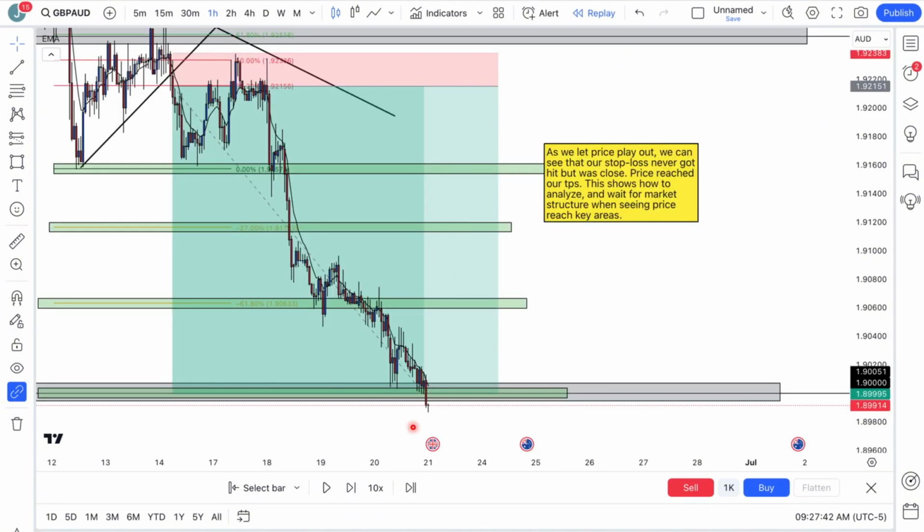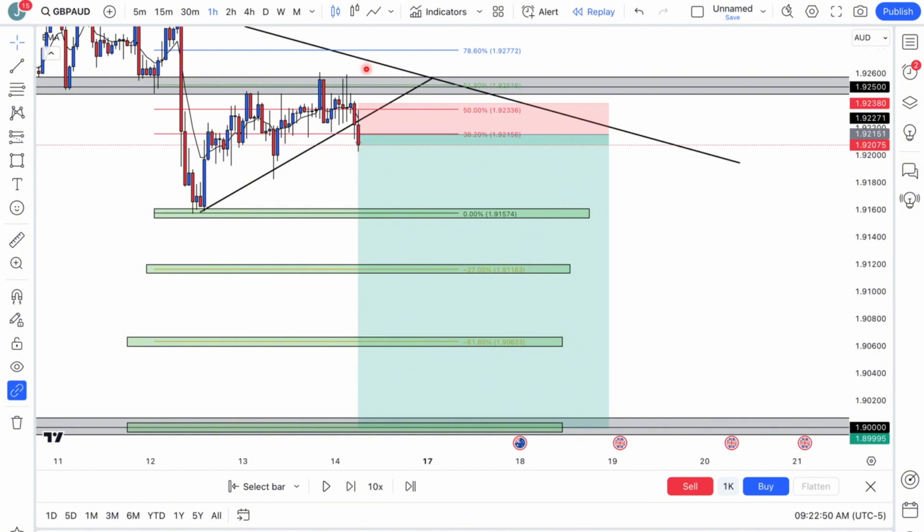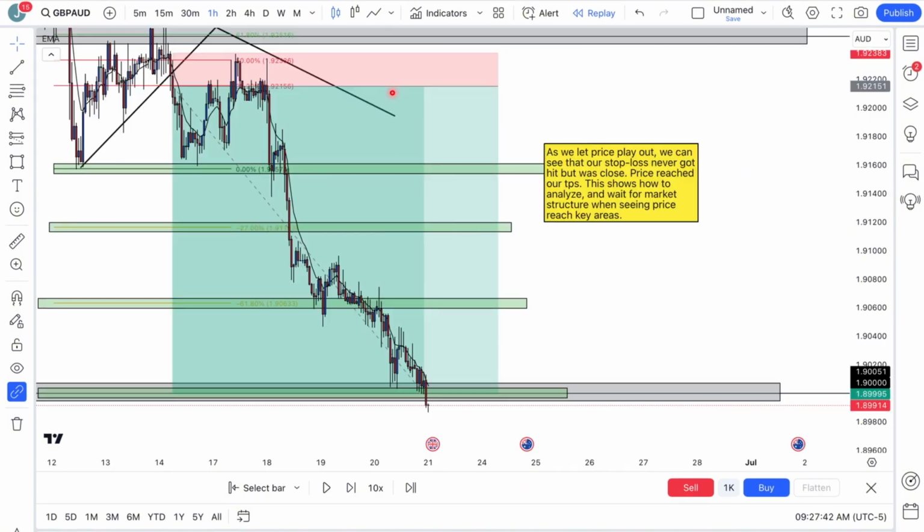As we let price play out, we can see that our stop loss never got hit, but was close. Price reached our TPs. This shows how to analyze and wait for market structure when seeing price reach key areas. We could also have our stop loss above the key area too, which would have been a stronger stop loss because we could see price retest this trend line and then continue down. But if we got stopped out, we could have just re-entered.